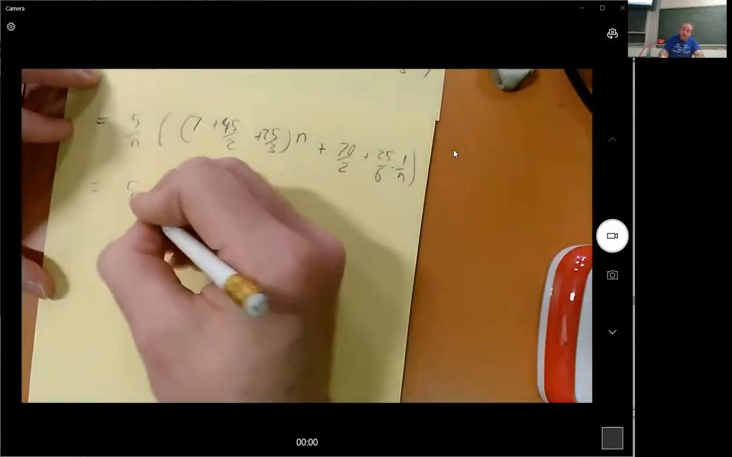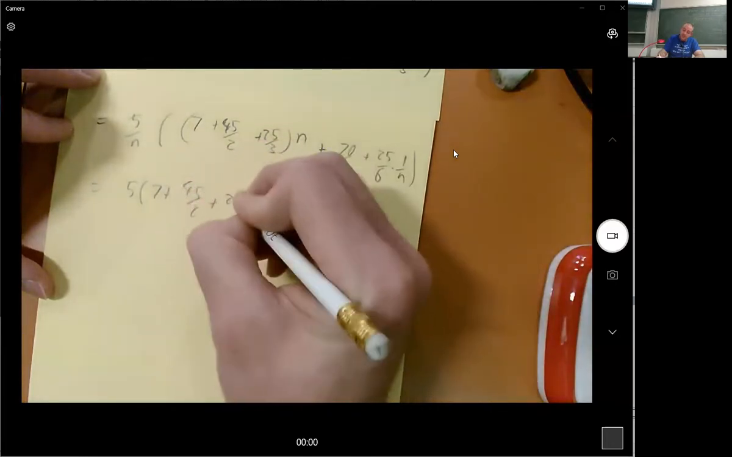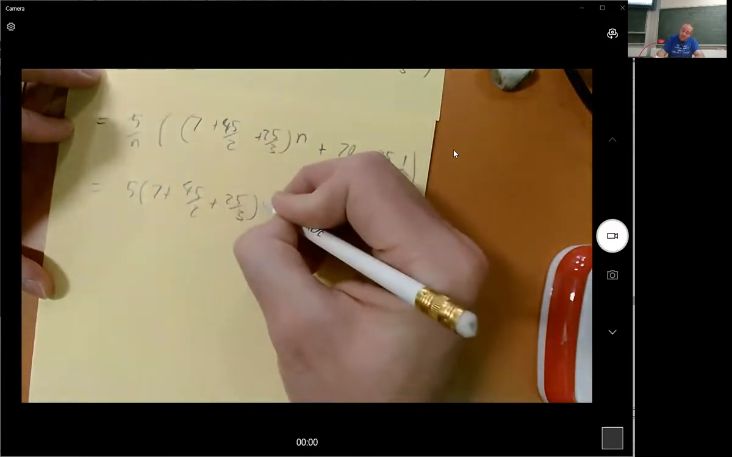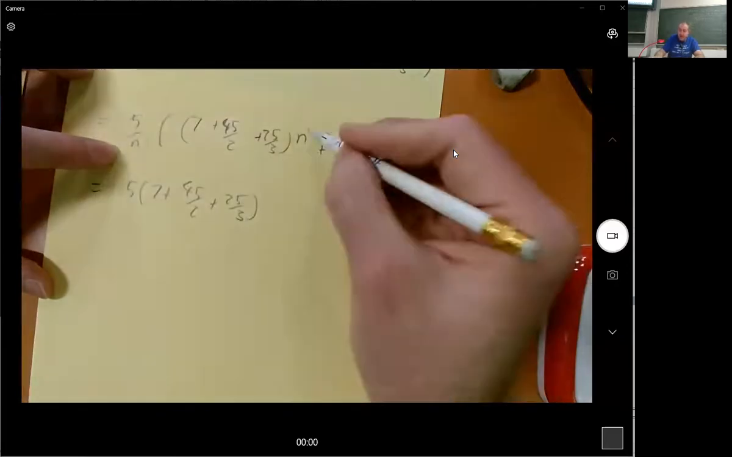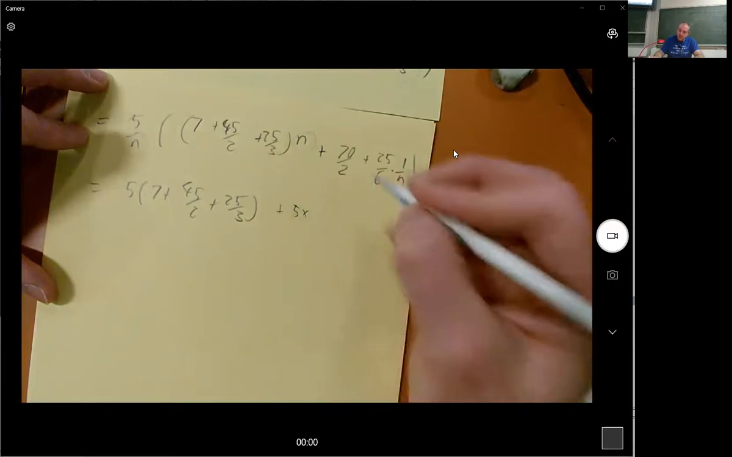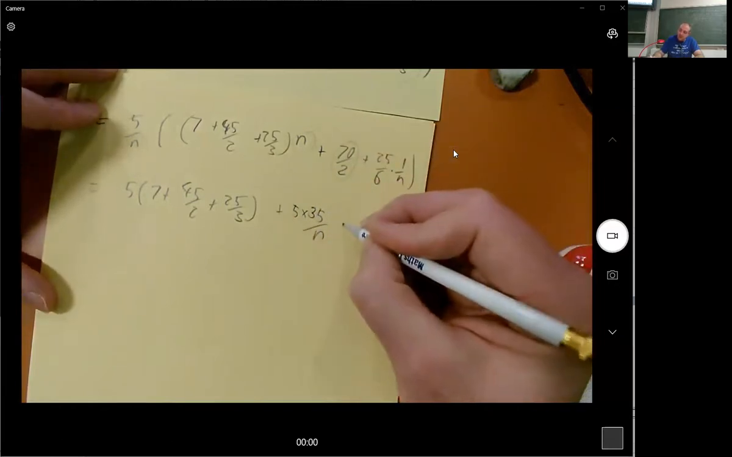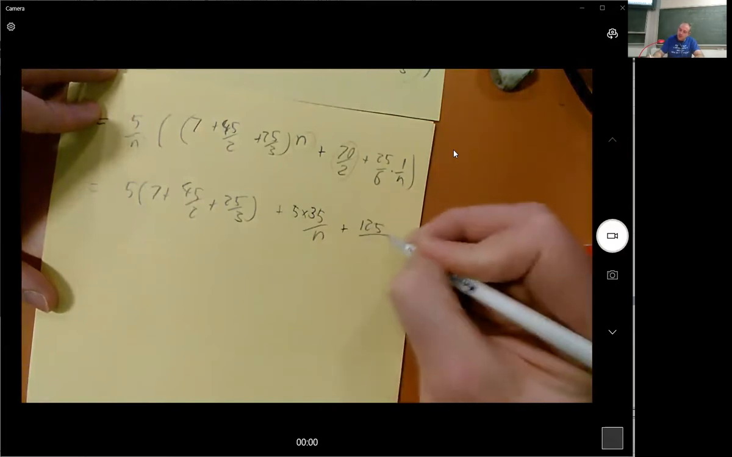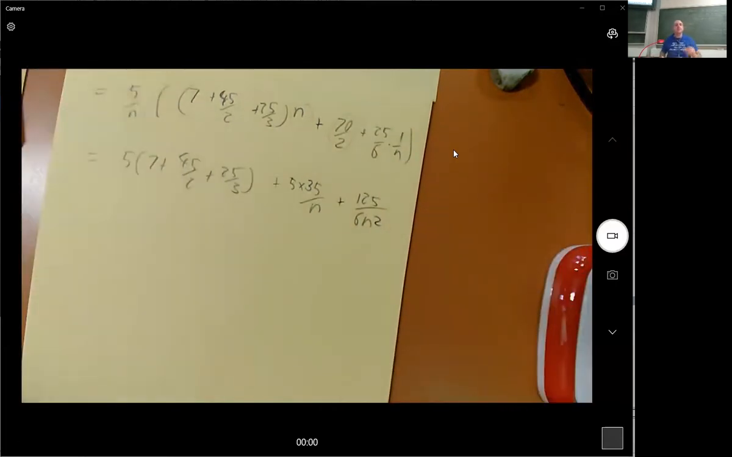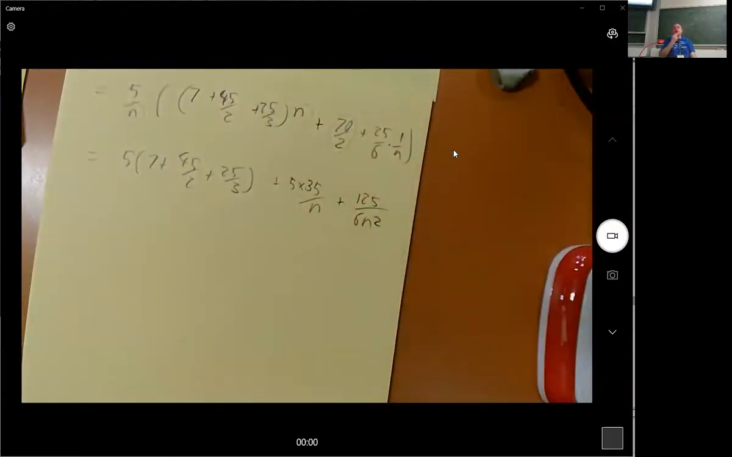So I've got 5 times 7 plus 45 on 2 plus 25 on 3 times n. Dividing by n times by n, they'll go away. And then I've got 5 times, hey, that's 35, yay, on n. And then I've got 125 on 6n squared. So this 5 on n has attached itself to all three of these pieces. And here I am. That's the upper sum.